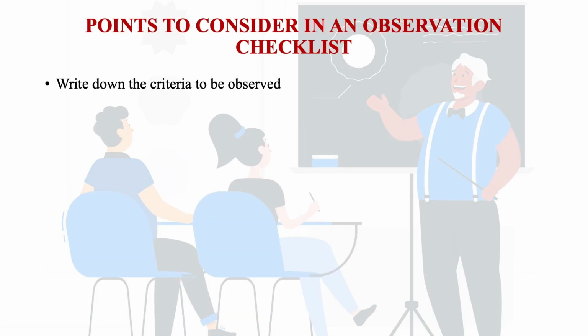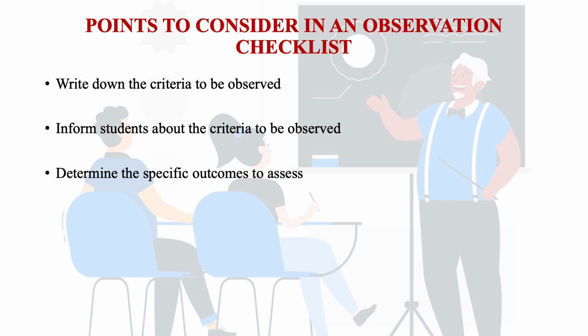What do we have to consider when we prepare an observation checklist? Some points are important here. Firstly, write down the criteria to be observed. Secondly, inform students about the criteria to be observed. Determine the specific outcomes to assess. Then develop a data gathering system.